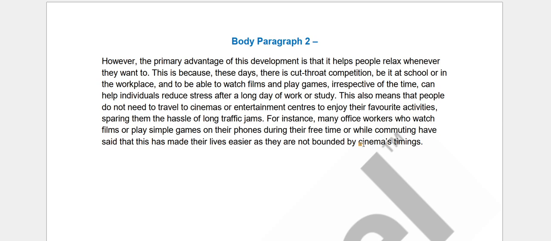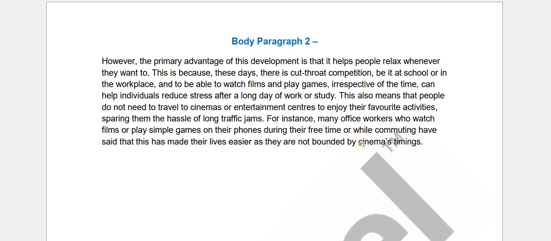So they don't have to worry that they have to reach cinemas at like 9 p.m., at 8 p.m., because if they do not reach, two things will happen. First, they will miss the movie. Second, it will waste their money. So they are not worried about these kinds of stuff anymore.